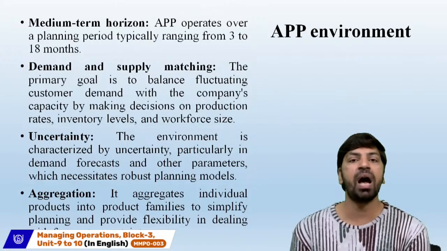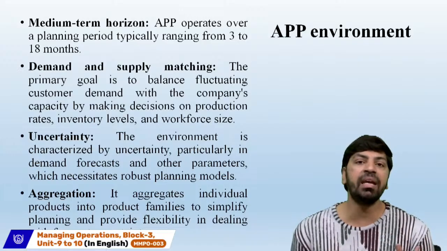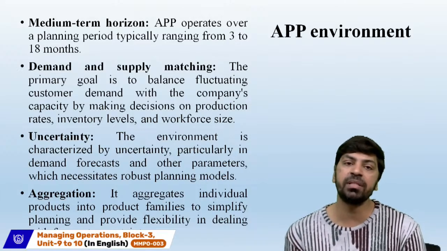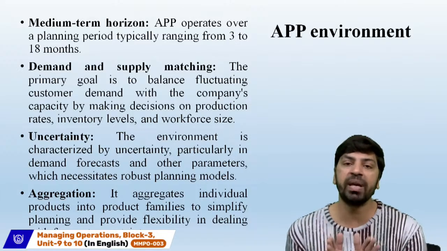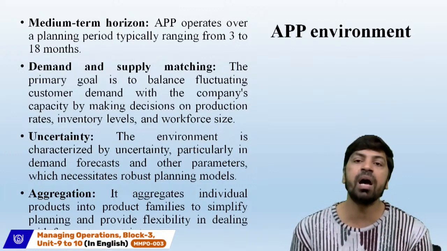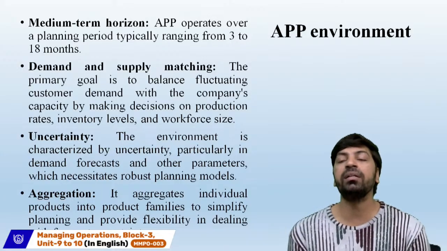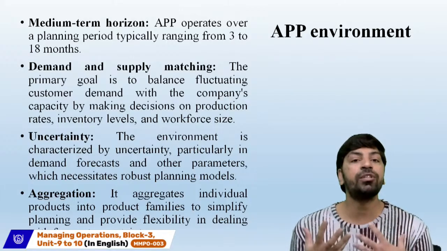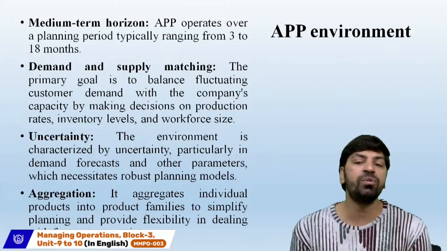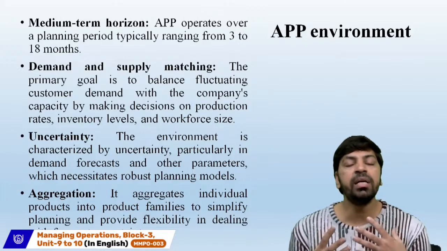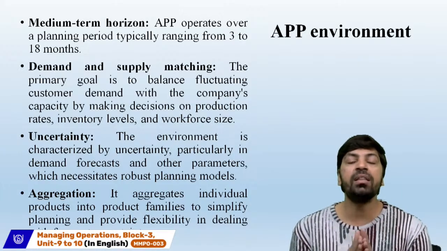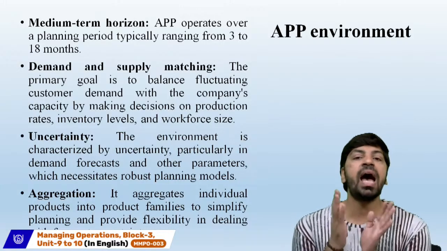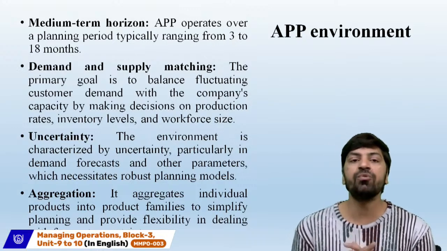The next one is demand and supply matching. The primary aim is to balance the fluctuations of customer demand with the company capacity, because the environment is totally dependent upon two main variables, customer demand and company capacity, and whether the company capacity is enough to take decisions on production rates, inventory levels, or workforce size, etc. The environment goes positive when the organization maintains the balance between customer demand and its company capacity. Next one is uncertainty.